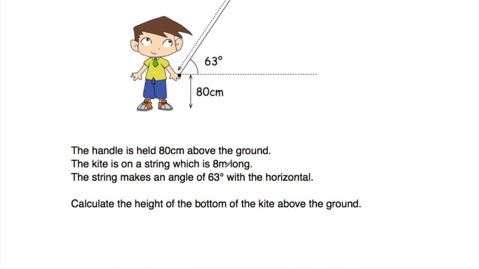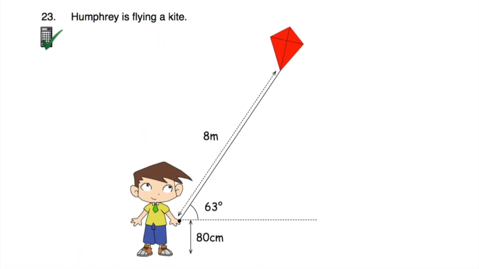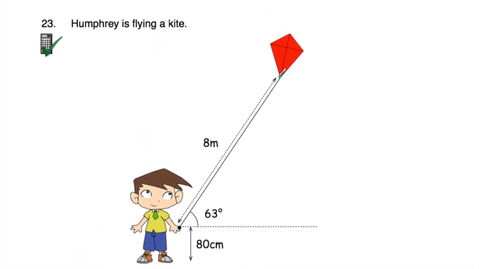And we've been asked to calculate the height of the bottom of the kite above the ground. So we want to find the height, this distance here from the kite all the way to the ground, the height of the kite above the ground.